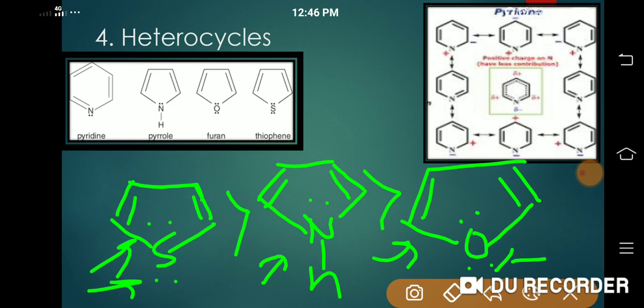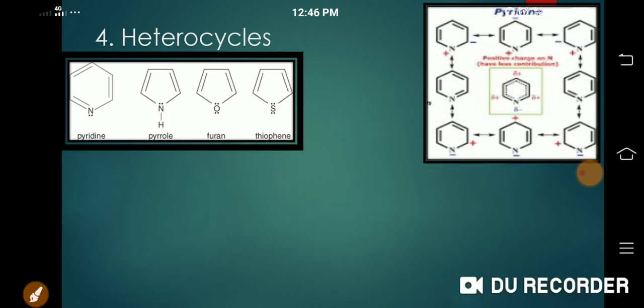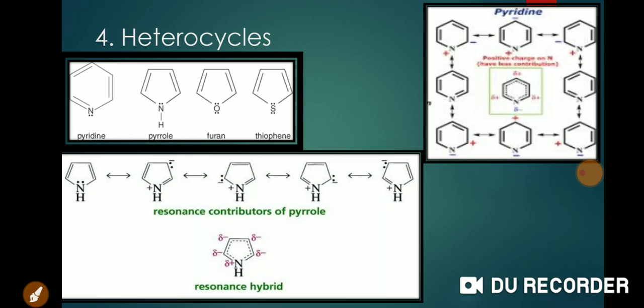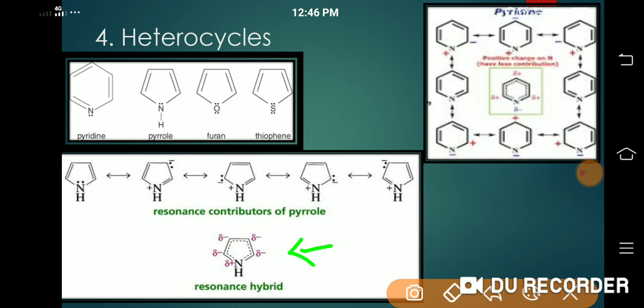The reason behind that is sulfur is less electronegative than nitrogen and oxygen, hence it can easily share its lone pair of electrons. However, nitrogen in pyrrole is less electronegative than the oxygen atom. The more electronegative oxygen will not easily share its lone pair of electrons, hence furan is less basic as compared to pyrrole and thiophene. These are the resonating structures of pyrrole, and this is the resonance hybrid of pyrrole.